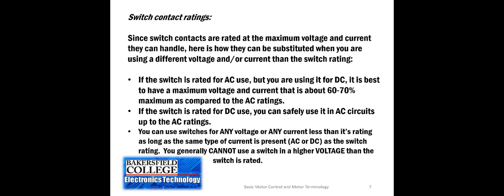So you can also use switches for any voltage or any current that's less than its rating, as long as the same type of current is present. In other words, if you have a circuit that runs on 12 volts and switches 5 amps DC, and you had a DC switch that could run on 100 volts and switch 10 amps, that would work because the actual condition is less than its rating.